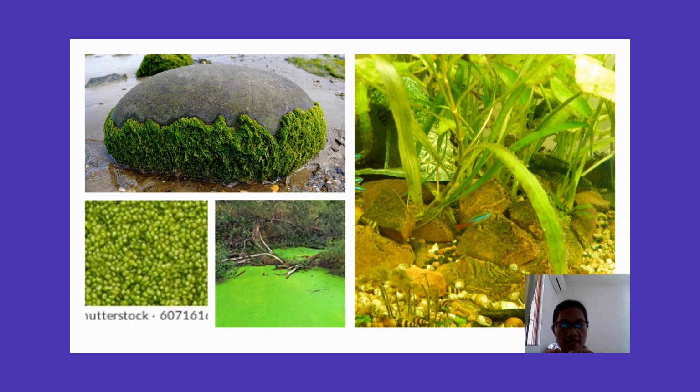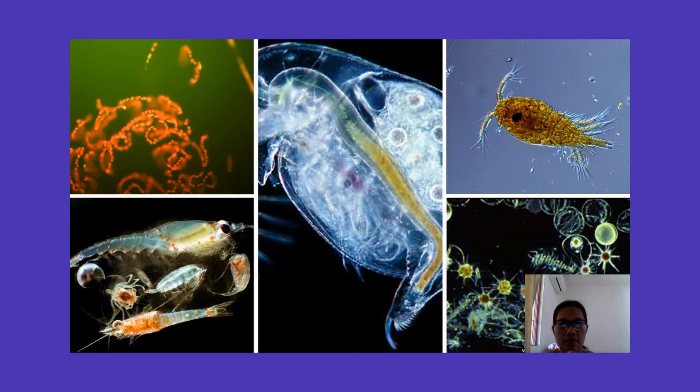Okay, so here is an example of an algae. Green algae can undergo photosynthesis because it contains chlorophyll. And here we have phytoplanktons. Ito naman ay makikita natin sa oceans. So producer din sila. Most organisms in the ocean ay nakadepende sa kanila for food.